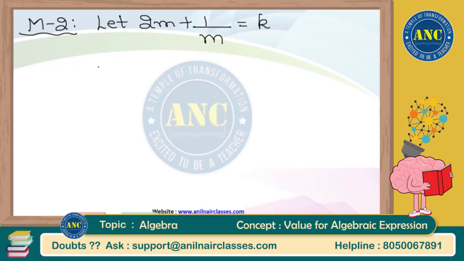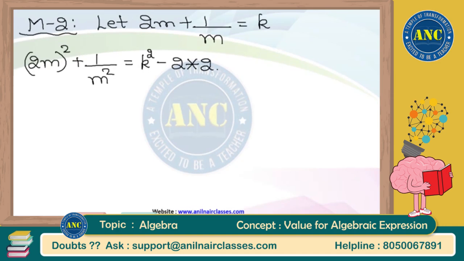Now can I say from this that 2m plus 1 by m, if it is k, then 2m whole square plus 1 by m whole square is nothing but equal to k square minus 2. But I cannot just stop at k square minus 2. I should multiply this by the coefficient of m, that is 2, and the coefficient of 1 by m, that is 1. So this value is nothing but k square minus 4. That means can I say that (2m) whole square plus 1 by m square, I got it as k square minus 4.